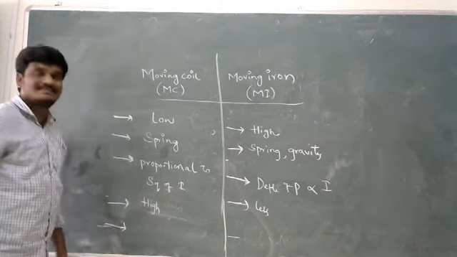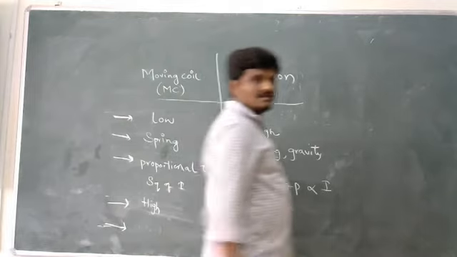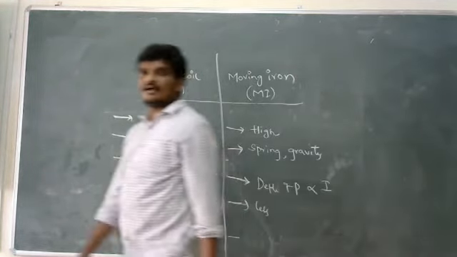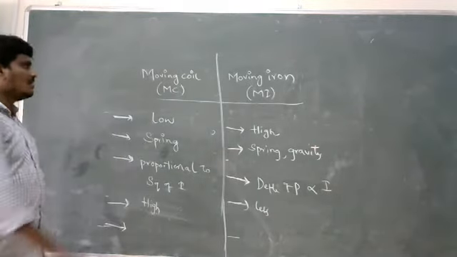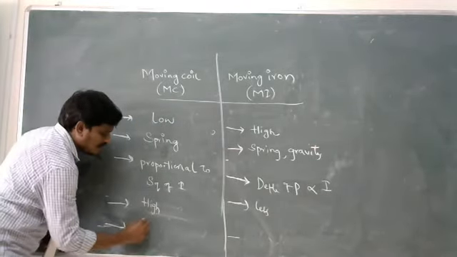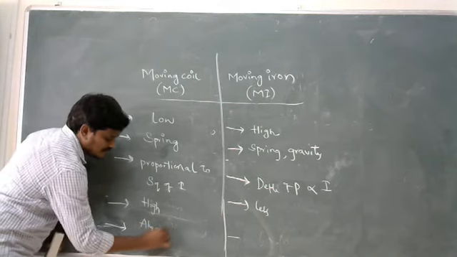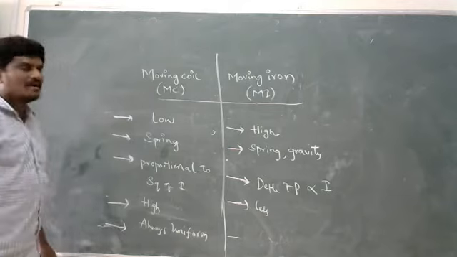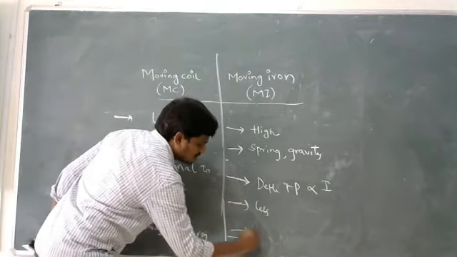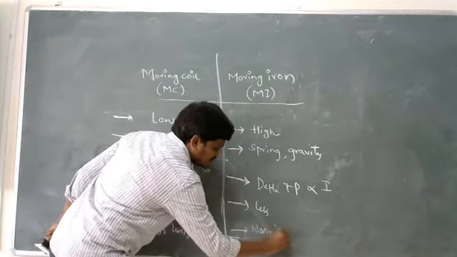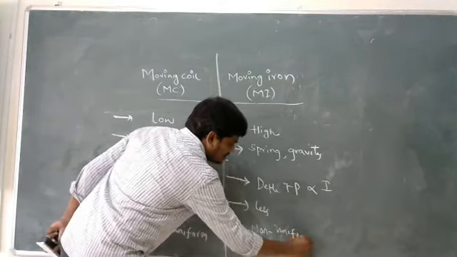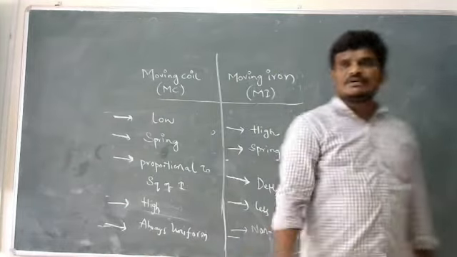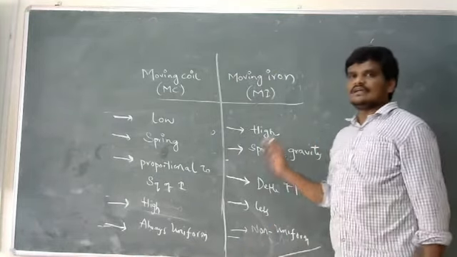Coming to the next one, scale. There will be two types of scale: uniform scale and non-uniform scale. The scale of an MC instrument is always uniform, and the scale of an MI instrument is non-uniform. These are all the major differences between MC instruments and MI instruments.